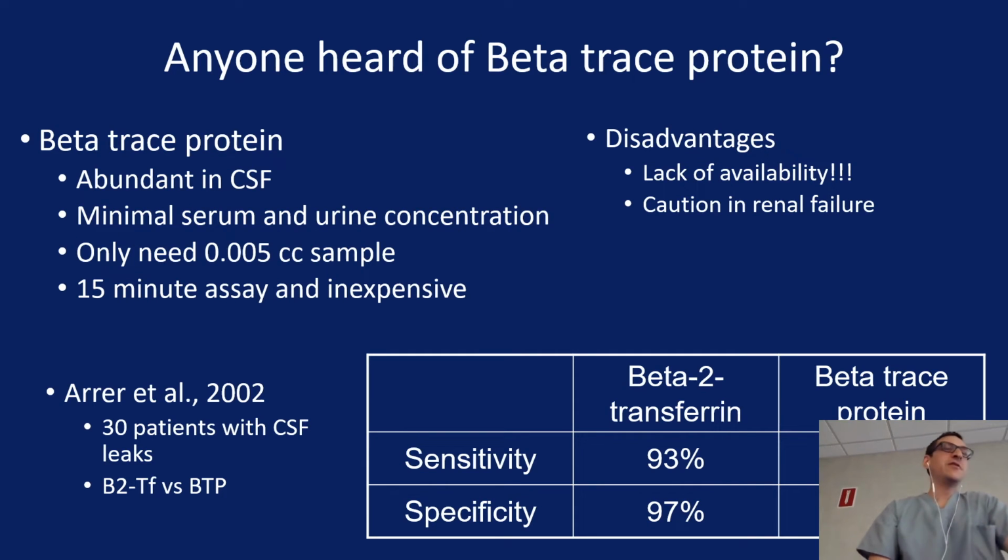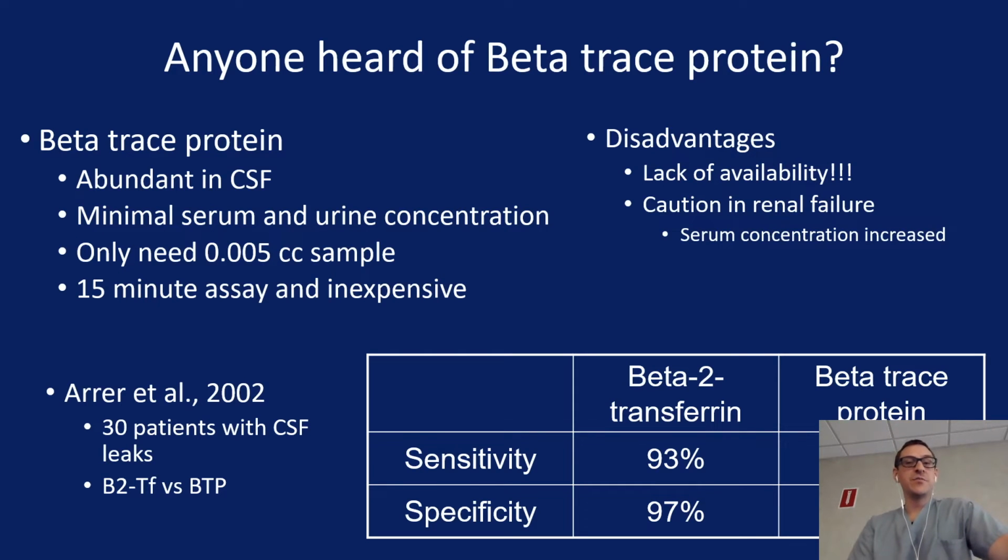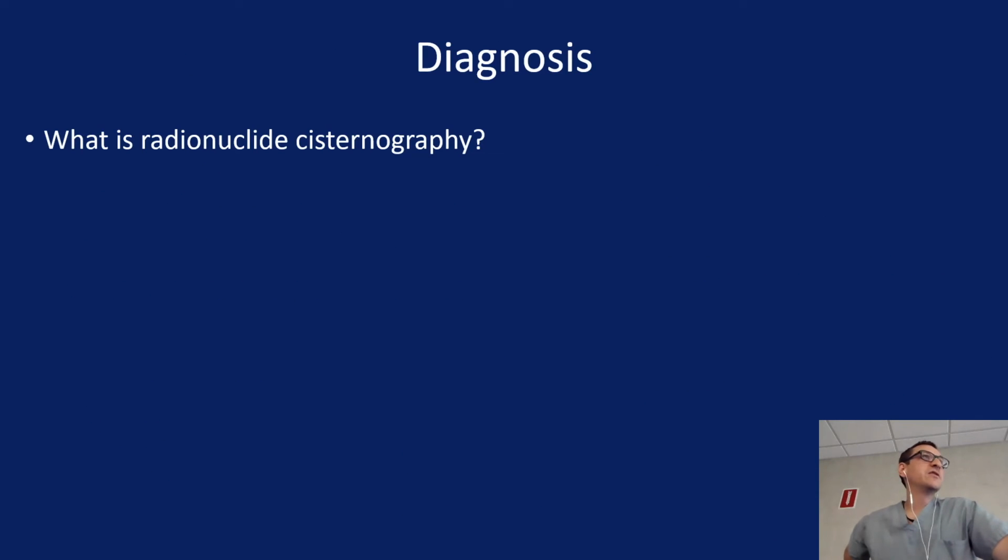And just so you know, I don't know if you'll ever be tested on this, but in renal failure patients, it does cause elevation and potential false results. And then it's been shown that it can be decreased in bacterial meningitis. So let's go into another confirmatory study. What do you know about radionuclide cisternography?